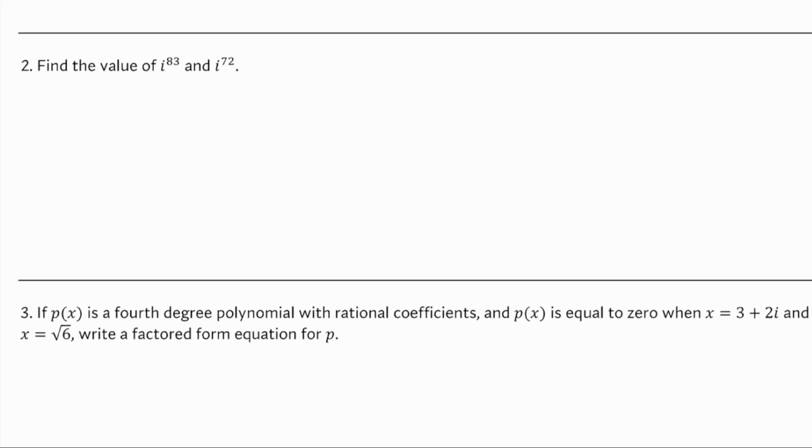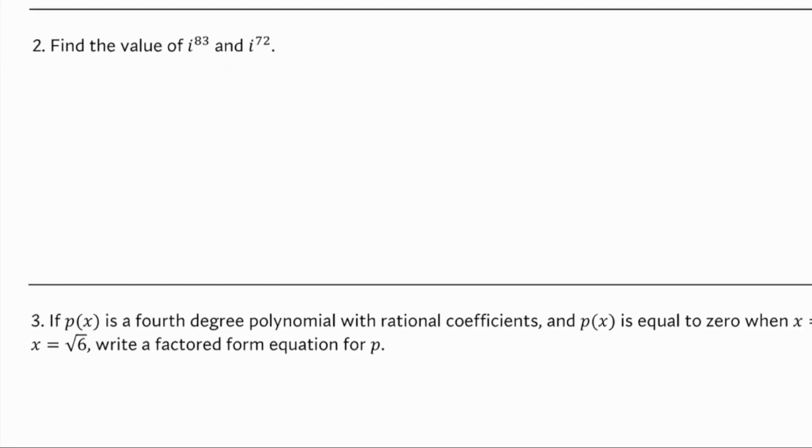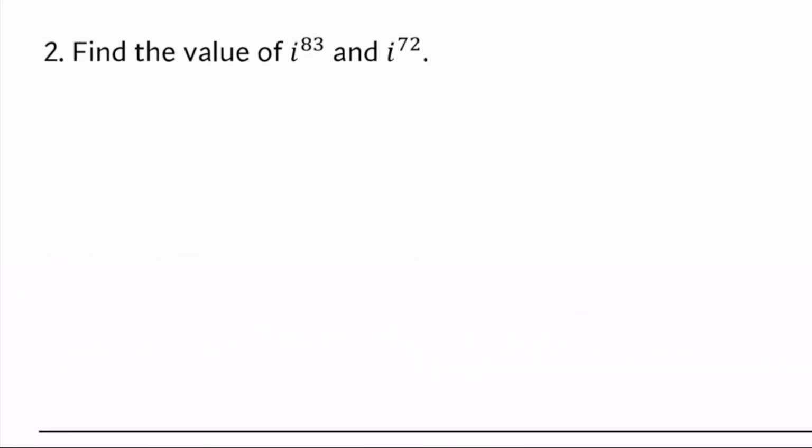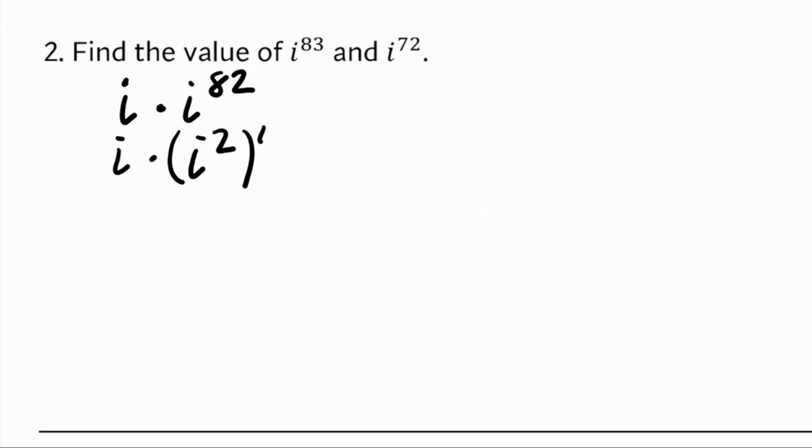i to the 83 and i to the 72. With these, I'm recommending that you try to divide the exponent in half, and if you can't divide it in half directly, get it to a point where you can. So with i to the 83, break off one of them, and then you'll have an even number. So i times, and then we can divide this in half. So 82 is 2 times 41.